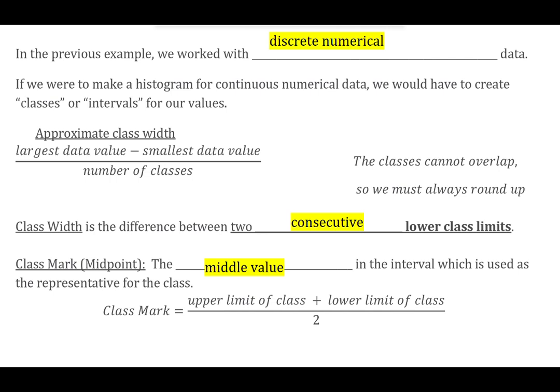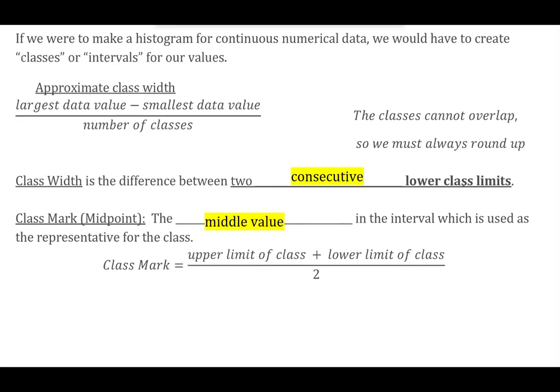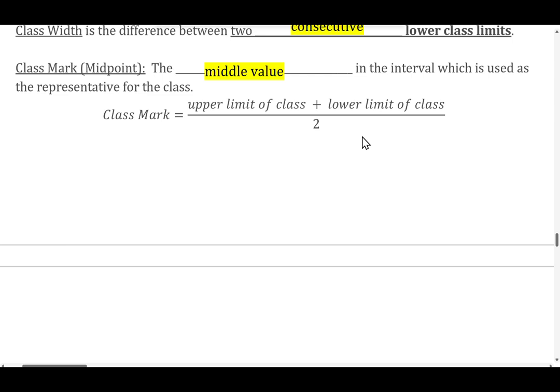The class width is the difference between two consecutive lower class limits, and I'll show you this in an example on the next page once I get there. The class mark is the class midpoint. It is the middle value in the interval, which is used as the representative for the class. To find the class mark, we're just going to take the upper class limit of the class plus the lower class limit of the same class and divide it by 2. Basically, we're trying to find the average or the mean or the median or the middle value. And again, I'll show you that with this example.